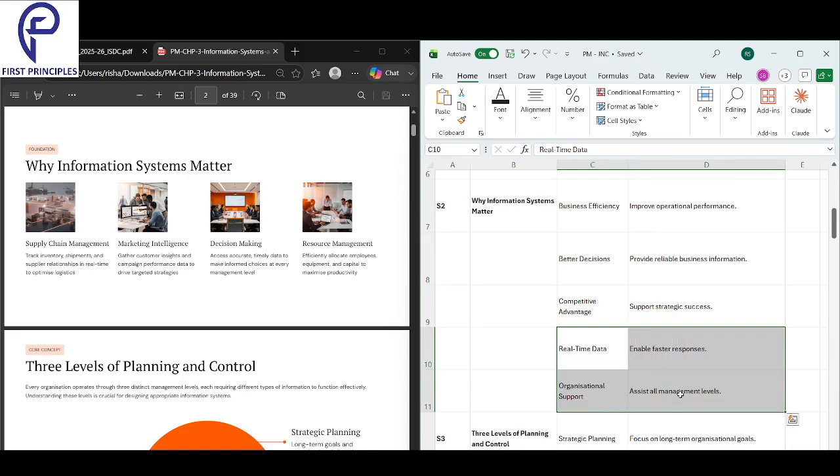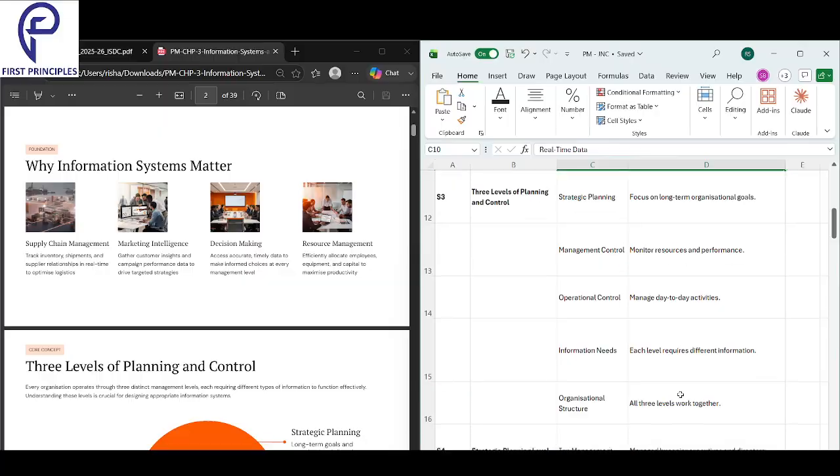And organizational support assists all the management levels. If you have an information system, it assists all the management levels. So it makes your business more efficient, helps you make better decisions, gives you a competitive advantage. Real-time data enables faster responses. Organizational support assists all the levels of management, right? That's why it's very useful.